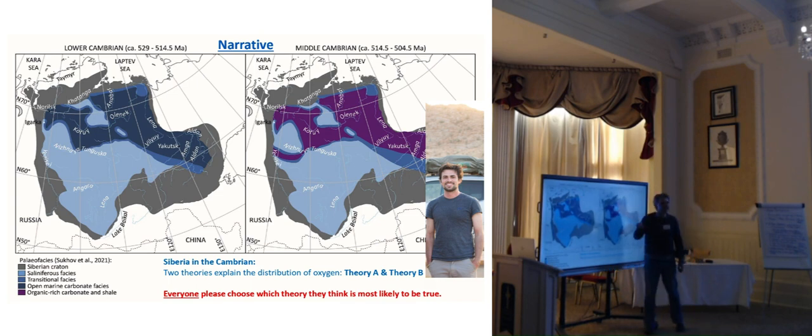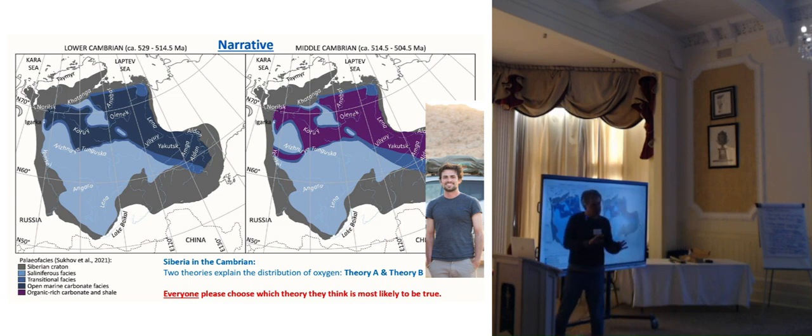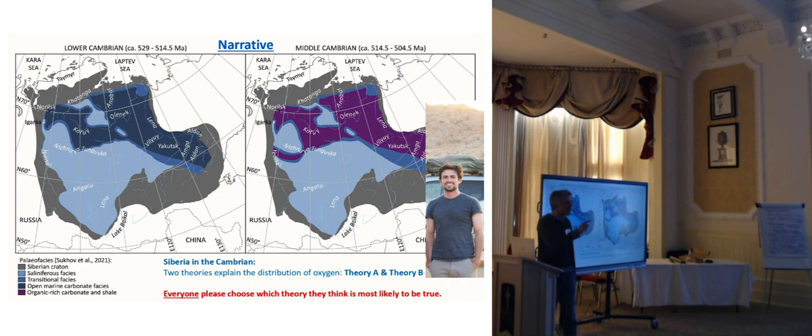And what I'm going to do is show you evidence for two different explanations for how this huge area became anoxic. In other words, how the seawater became anoxic, which was recorded in the sediments. And you have to decide which theory is the right one. Now, everyone must do this. You've got to make a decision. So take it seriously.